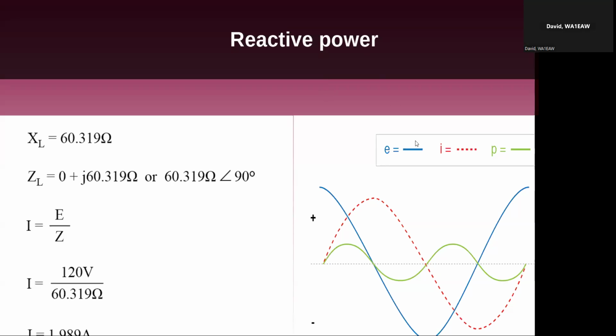And this is the chart I probably should have had before that one. This is the inductor that had 60 ohms of reactance. And you can see that the current over here is lagging the voltage. Remember ELI the ICE man? And if you look at the power, the green line, it's equally positive and negative. So the average power is what?